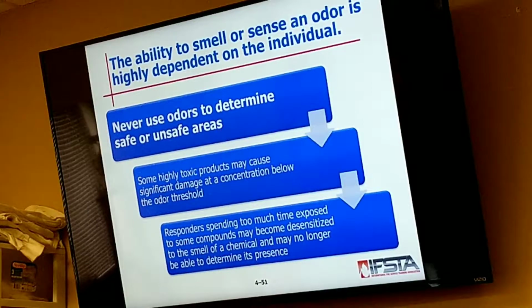You're smelling the same thing. Even though you try to wash your stuff, you still get some of that on there. But yeah, you do get used to it and you can't smell it anymore. It's better to go out and come back in.